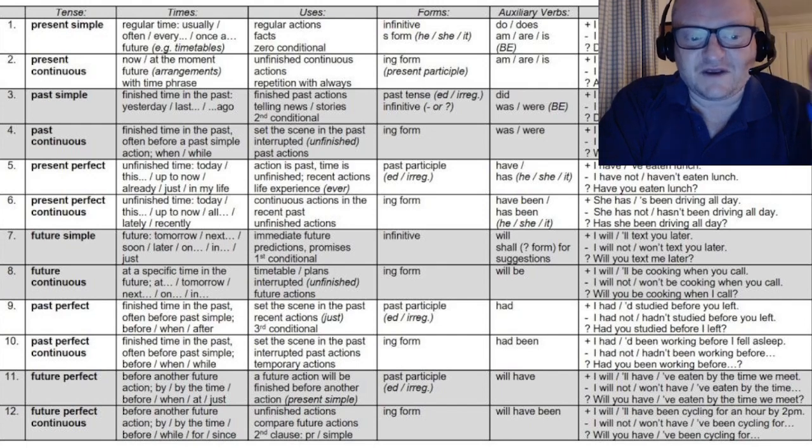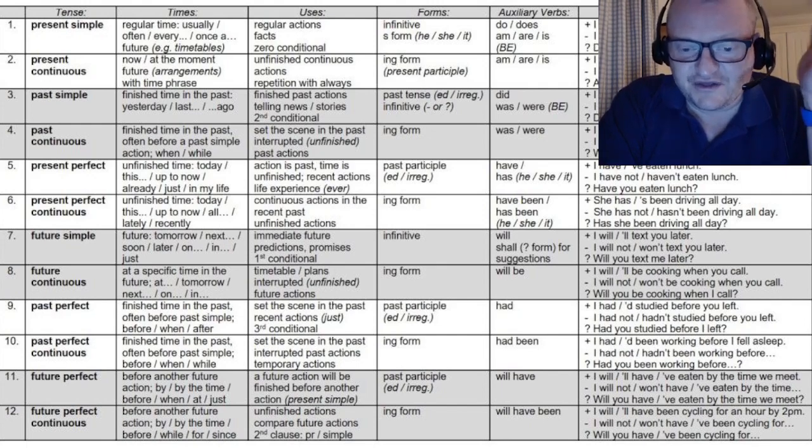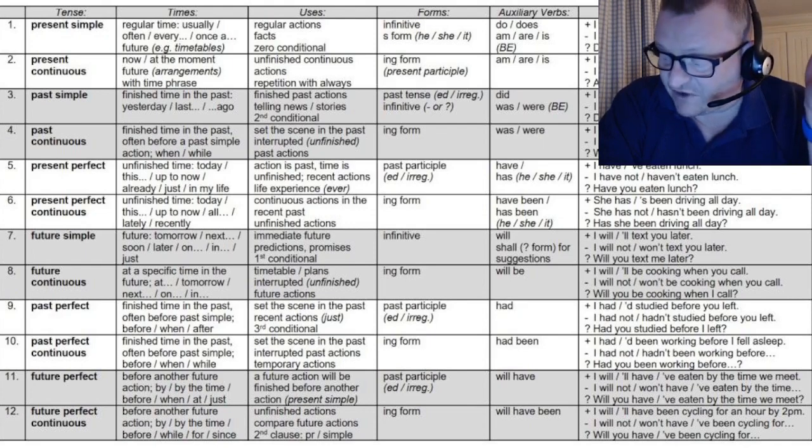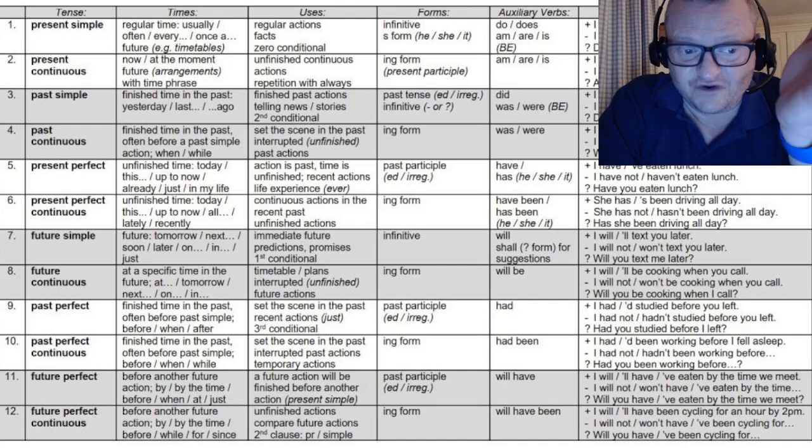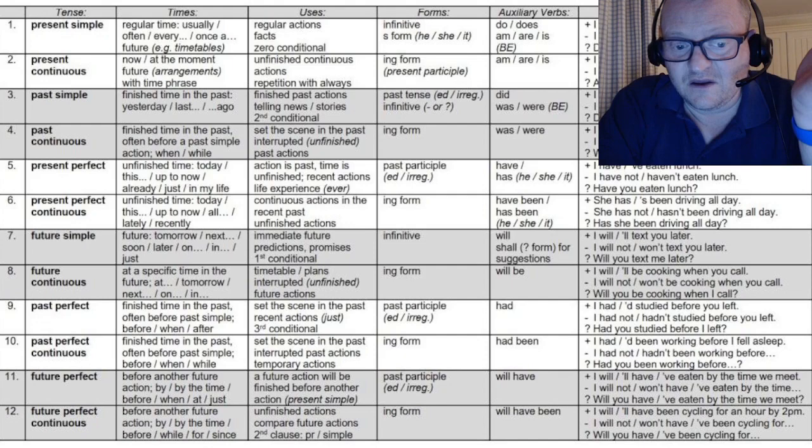But future perfect is like past perfect. It creates a 3D version of time in the future. It's two times in the future. Past perfect is two times in the past. So future perfect: I will have done something before, or by the time of, another time in the future.